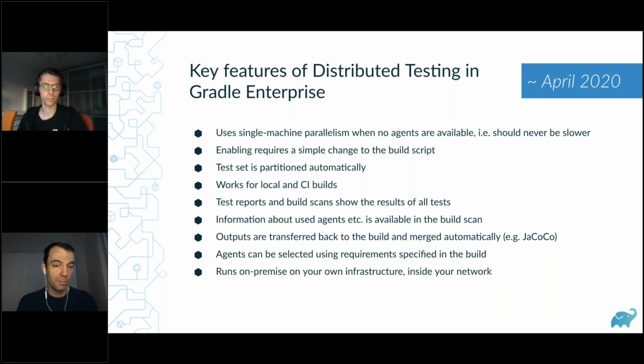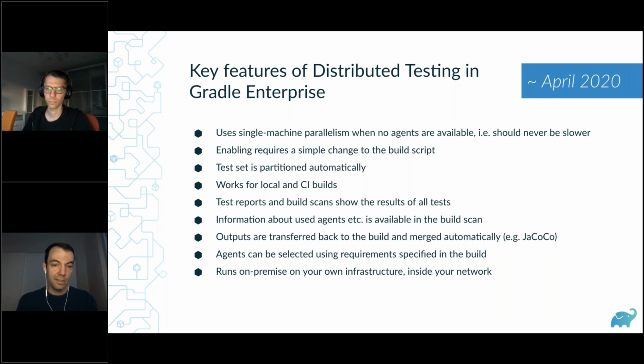Enabling it is really simple. It requires a simple change to the build script. So there's no complicated setup. For the CI fan out, for example, this takes a lot of effort to set up and maintain. For this, it's really just a simple change to the build script.